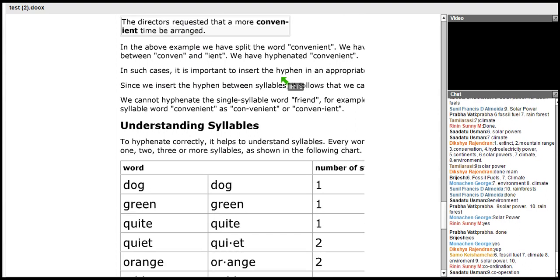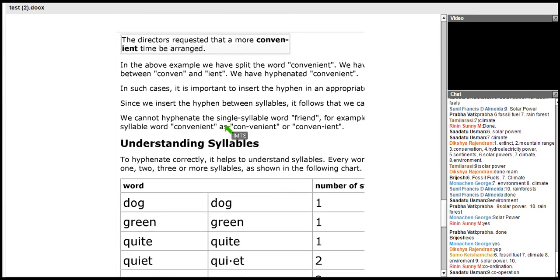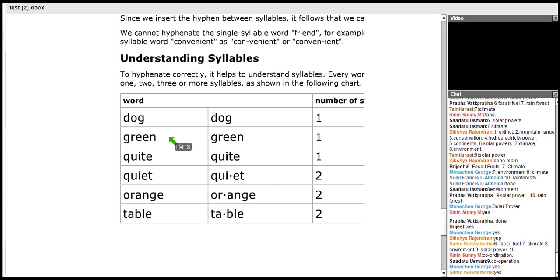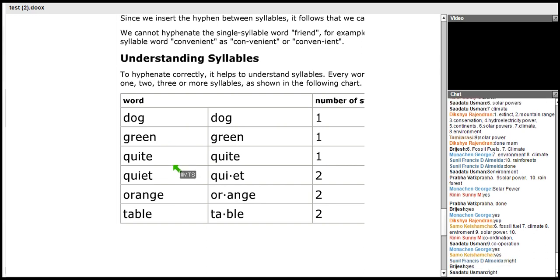We insert the hyphen between syllables. We cannot hyphenate the single-syllable word friend. Dog is a one-syllable word, so we cannot use a hyphen in that. Green, we cannot hyphenate because it has just one syllable.